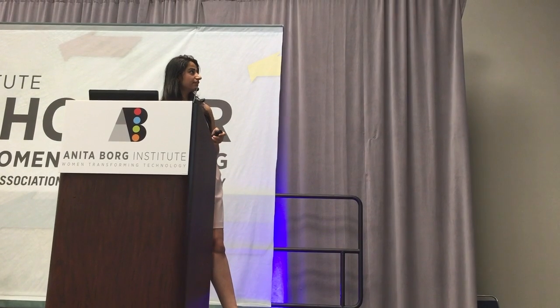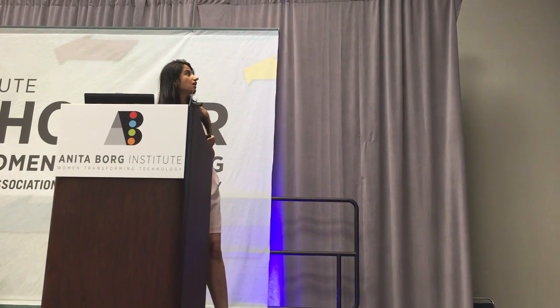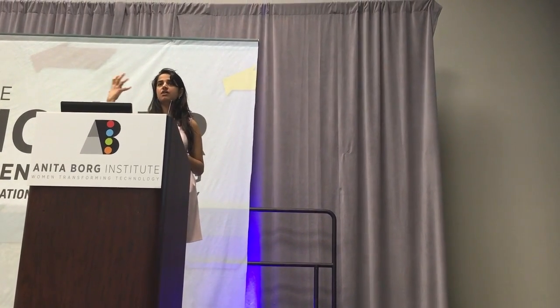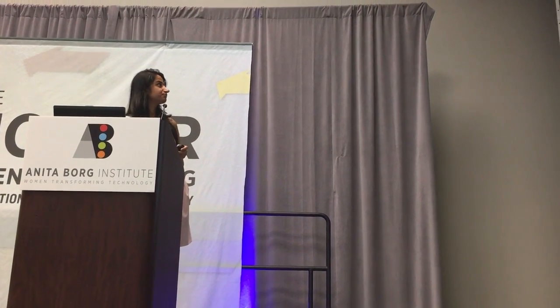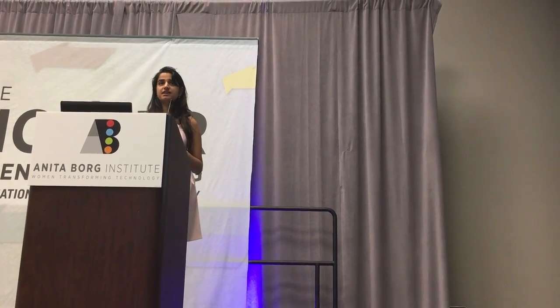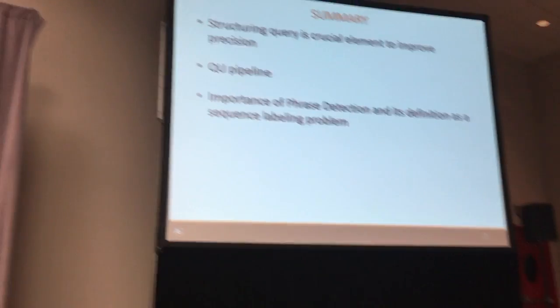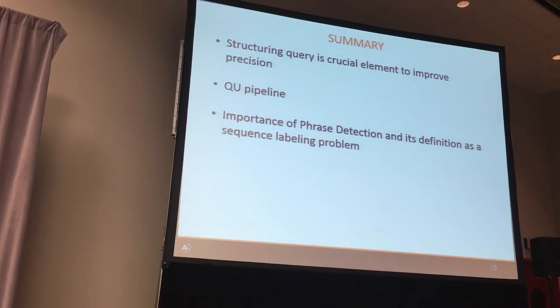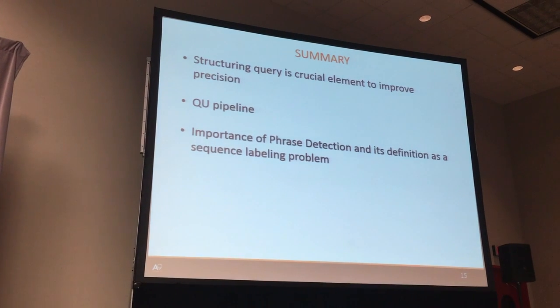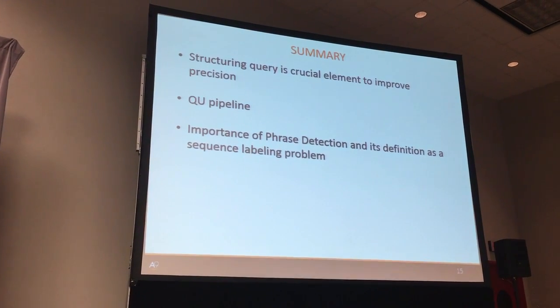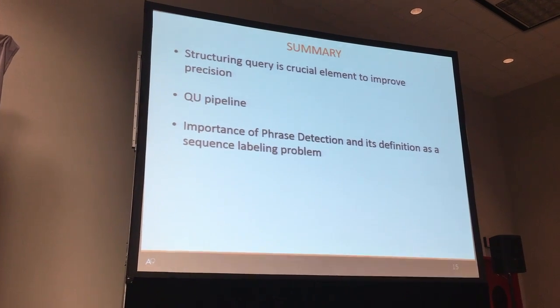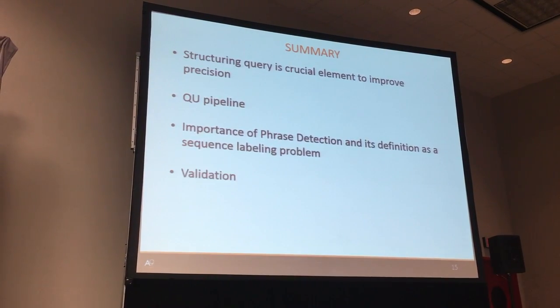Okay, so we've seen a lot of things to conclude. We've seen that structuring a query is very crucial for increasing the precision of the system, and we have various ways to structure the query. We use lexical datasets, we use behavioral information. We saw what a typical query understanding pipeline looks like. We saw the importance of phrase detection for the search engine, and how it improves the search engine in ranking results. We saw how it can be defined as a sequence labeling problem, which is a very popular problem, and we can solve it using generic techniques.